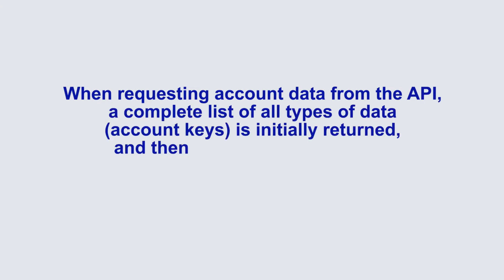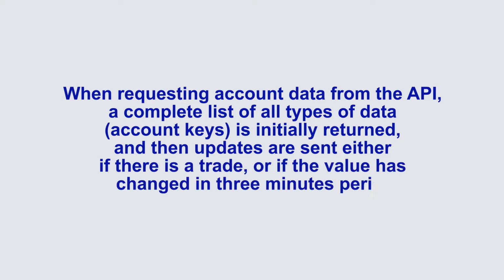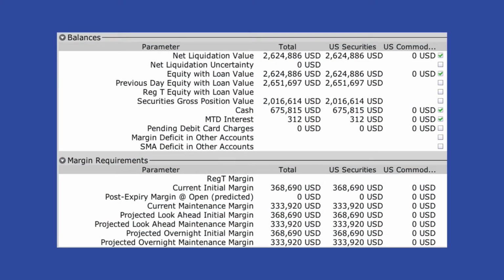When requesting account data from the API, a complete list of all types of data or account keys is initially returned, and then updates are sent either if there is a trade or if the value has changed within the 3-minute period. This corresponds to the same update pattern which you would expect in the TWS account window.